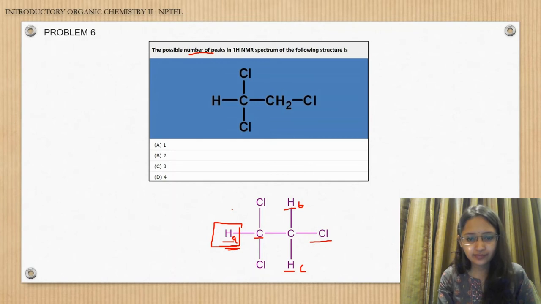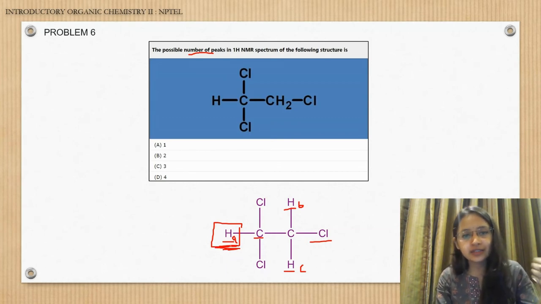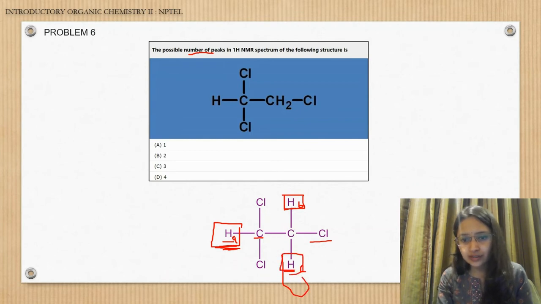Ma'am, two peaks, because of the CH proton and CH2 protons. Yeah, very good. Two peaks are there because HA will resonate at a different resonance frequency, but HB and HC, these protons are connected to carbon and chlorine only. So these have the same environment. That is why HB and HC are chemically equivalent protons. But HA is not chemically equivalent to HB and HC.